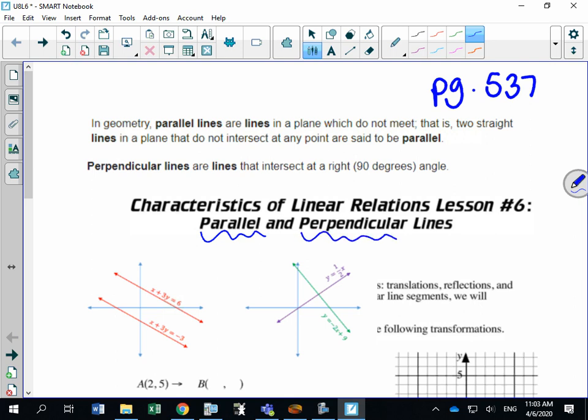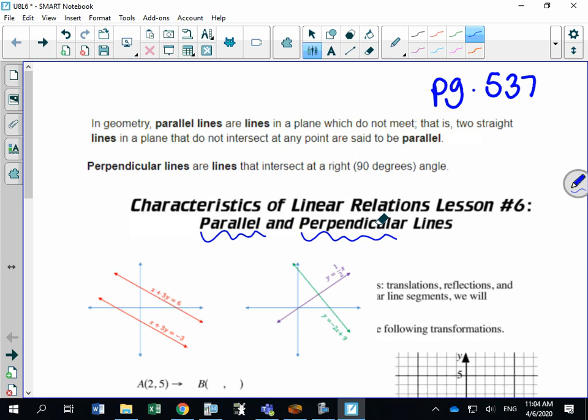And then how it's going to become new in high school is we're going to be looking at the slope of parallel and perpendicular lines. So the first thing that we need to be able to do, before we could figure out slopes, is understand what a parallel line is and what a perpendicular line is.